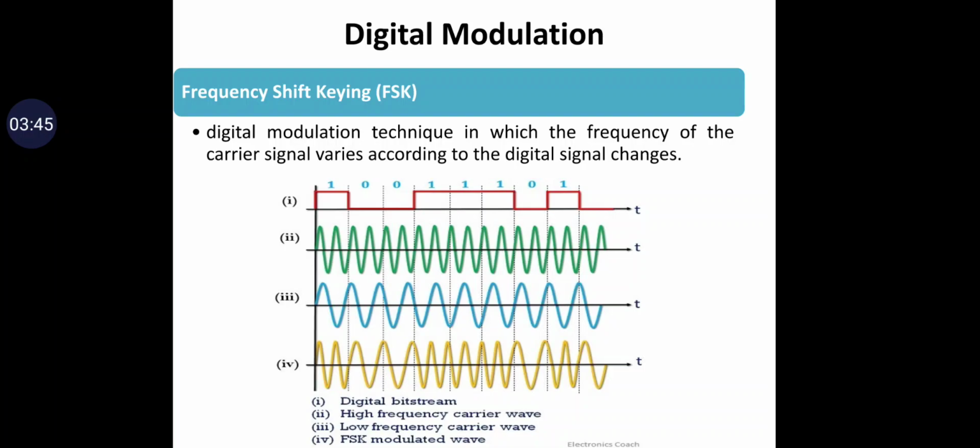Let's see about frequency shift keying. It is a digital modulation technique in which the frequency of the carrier wave varies according to the digital signal changes. Here the first signal is the digital data. It is in zeros and ones. And second one is the high frequency carrier, and the third signal is the low frequency carrier. And the last wave is the FSK signal, that is frequency modulated signal.